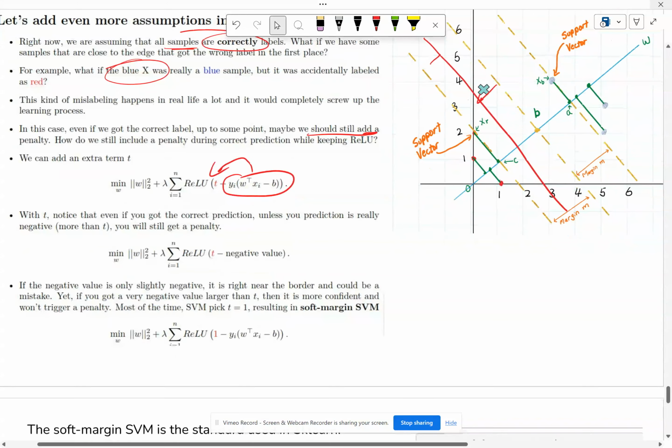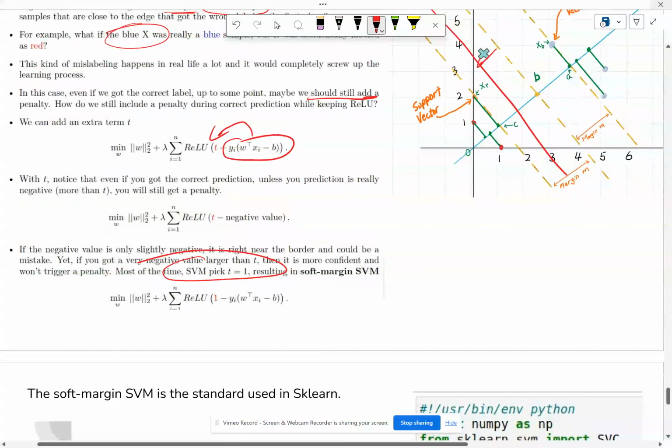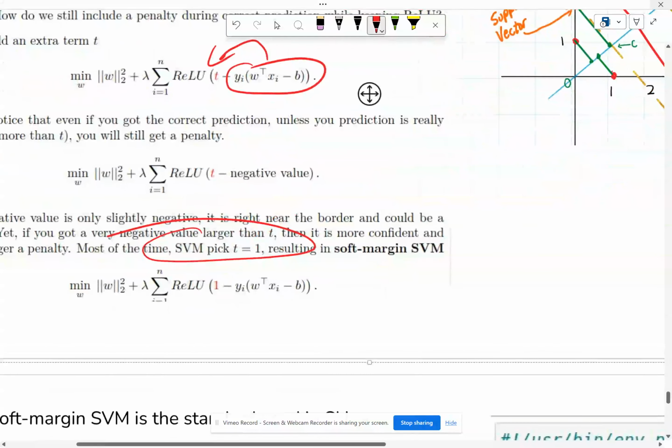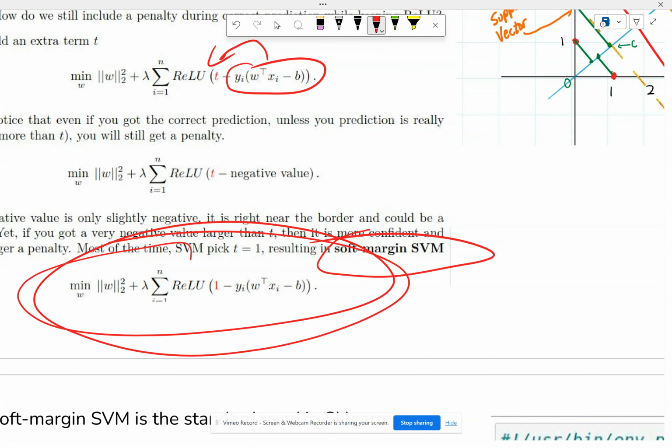Okay. Now, in SVM, the standard is to pick t to be 1. And this is how it results in a soft margin SVM. And this is the equation that you will normally see when you type SVM into Wikipedia or something like that.